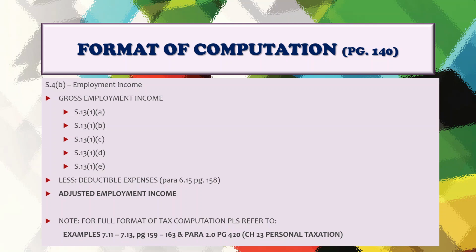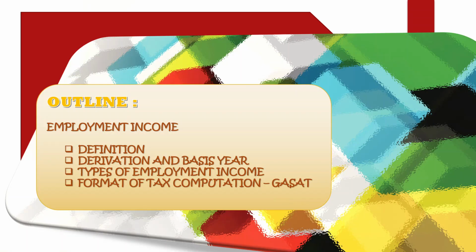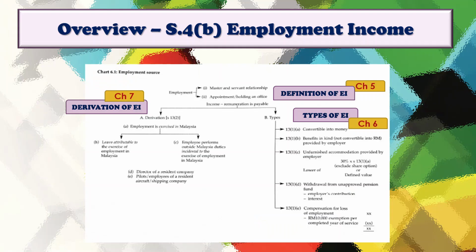Going back to the earlier outline, you can see that we focus on the definition, derivation and types of employment income. Of course, for the computation purpose, we use the format from 13(1)(a) up until 13(1)(e). Basically that is all for employment income.